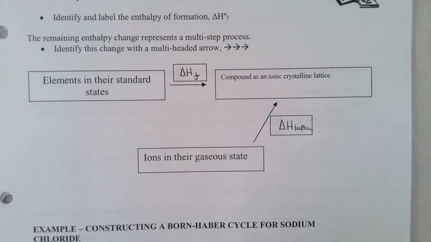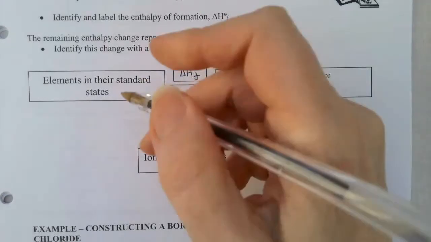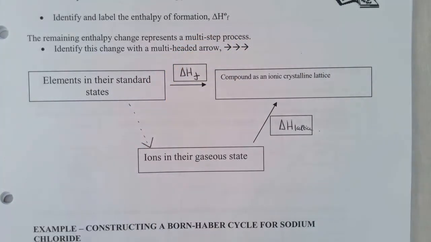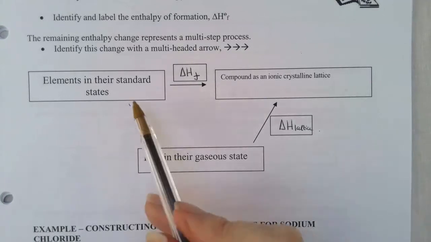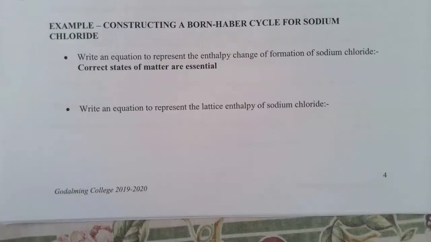Now all I need to do is think about how I'm going to turn the elements in their standard states into the ions, and this is more than a one-step process. But once I've worked out the steps needed to turn the elements into their ions, I can then have a Hess cycle, and then I can work out my delta H lattice. So the example we're going to be looking at is sodium chloride.